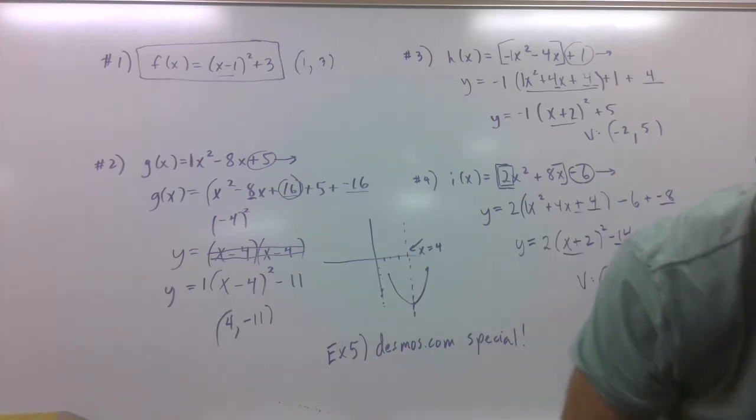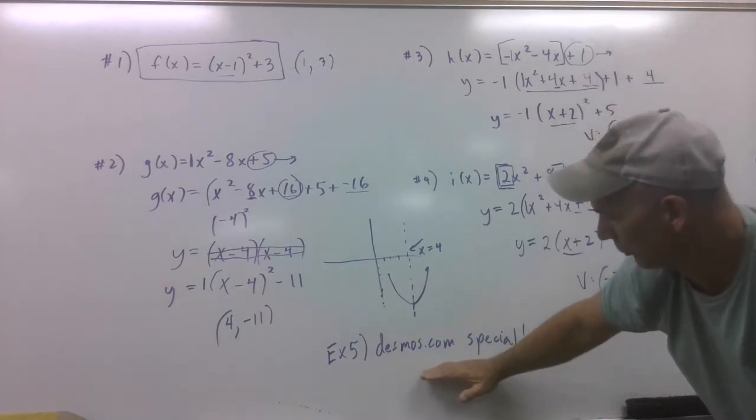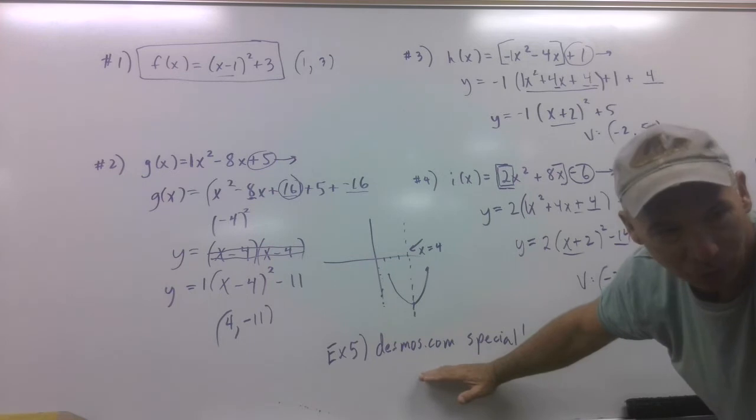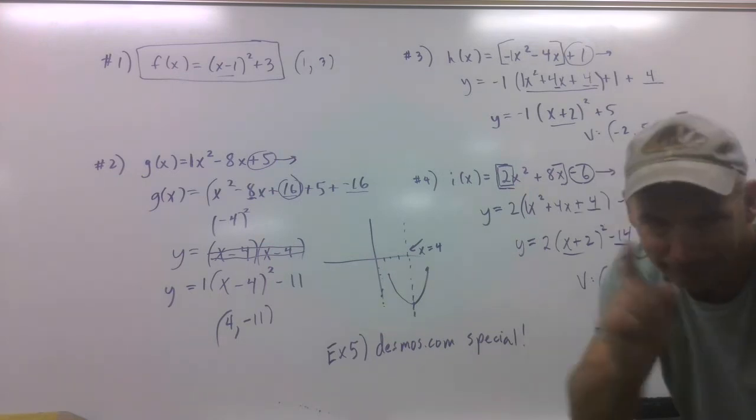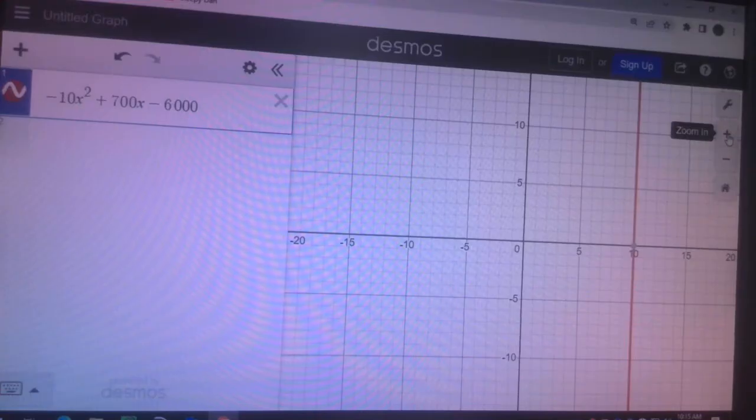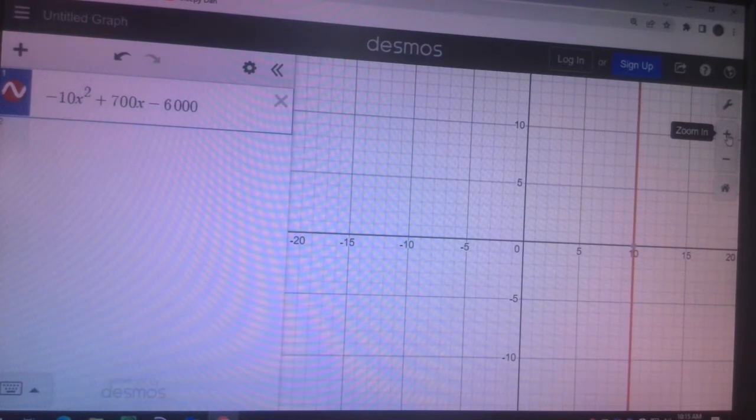So I almost forgot. There's one sample problem that I want to show you where you can use decimals. We'll talk about that in 2 seconds. Okay, so as you can see, I've got this crazy looking quadratic there in my decimals. -10x squared plus 700x minus 6,000.